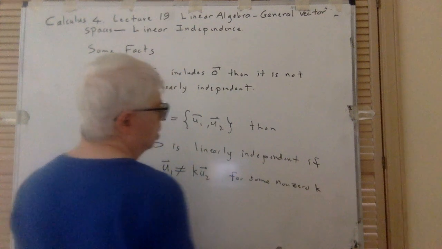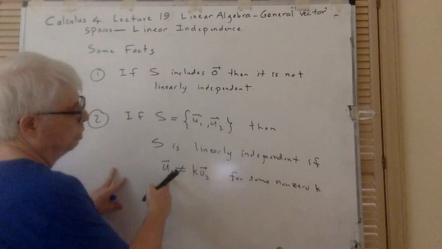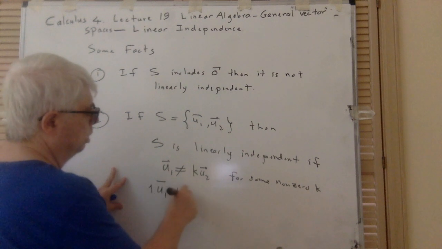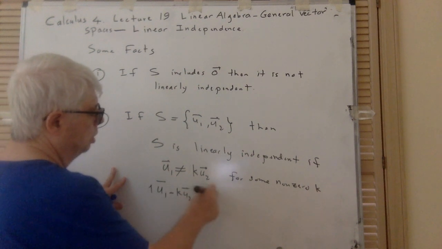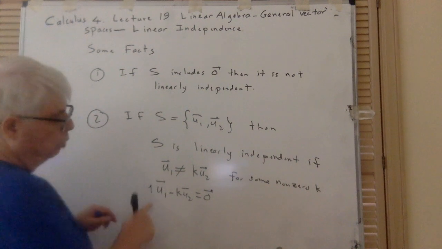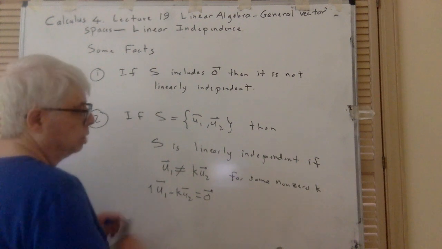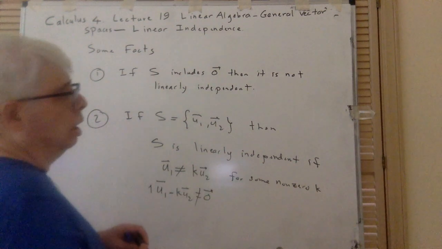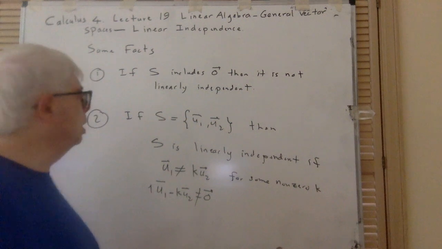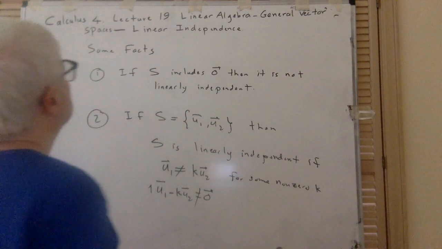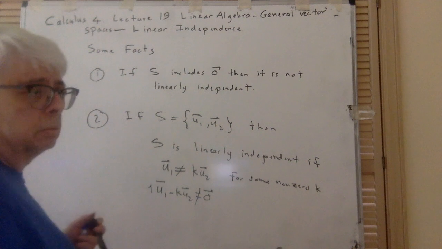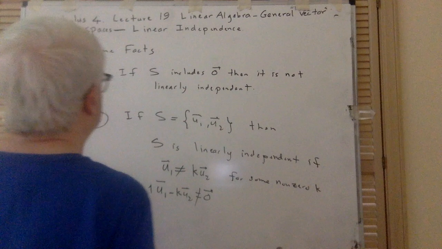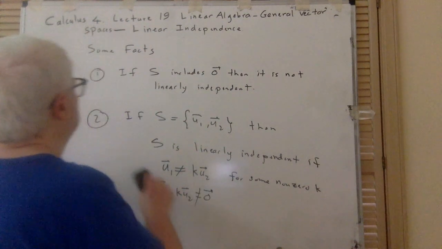Okay. This makes sense because if you can write it as this, then 1U1 minus K U2 is 0, and this is a non-zero linear combination. So if this is linearly independent, this cannot happen. And the zero set with just zeros is independent. We just assume that it is. So we usually don't encounter things like that so extreme.